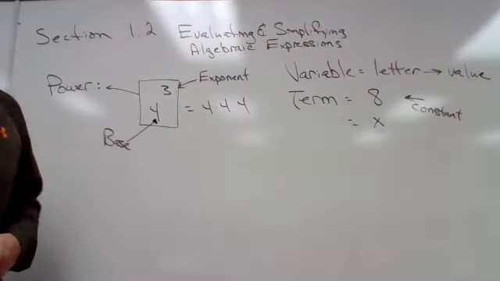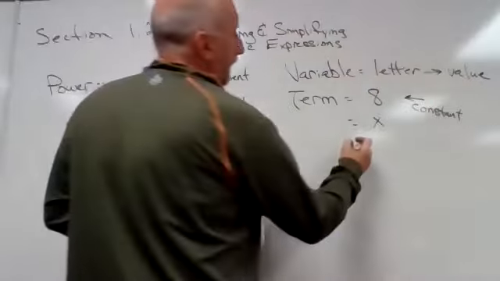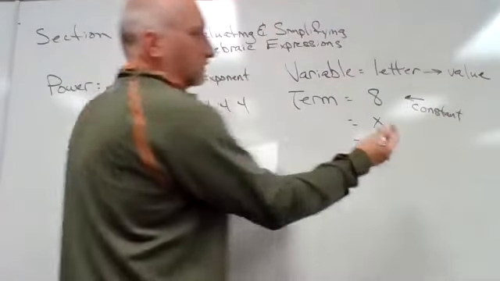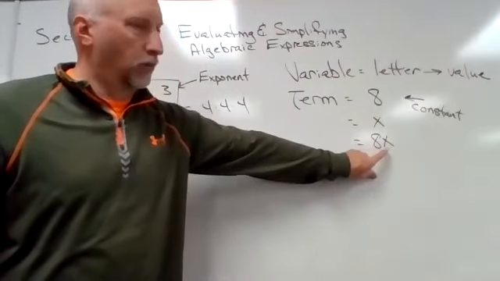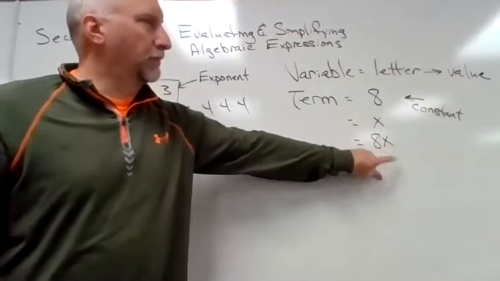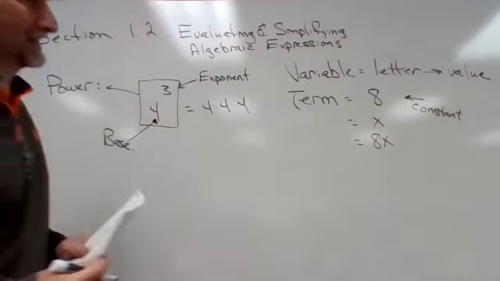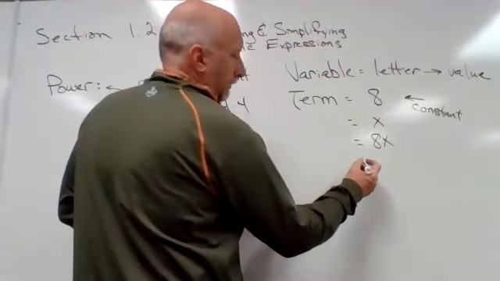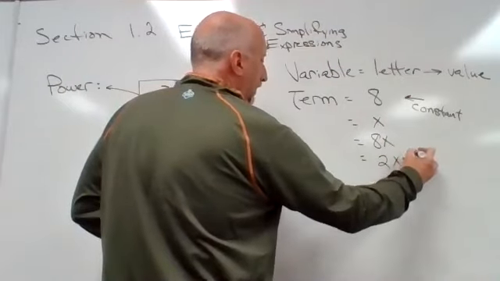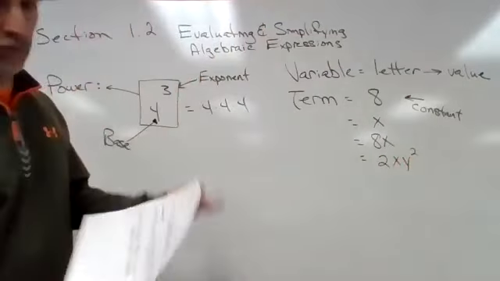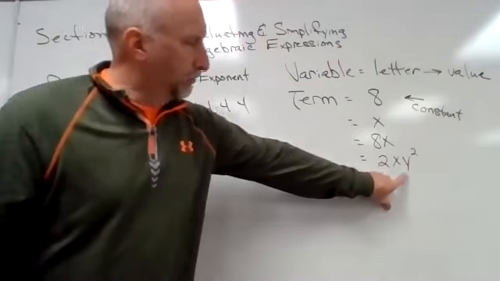The letter X is a term. I could combine them and make it 8X. That's also one term. That's not 2 terms. Yes, there's 2 things in there, but it's one term. Terms are separated by plus signs and minus signs. So what about something like this? What about 2xy squared? How many terms is that? That's a single term. There's no pluses and minuses.